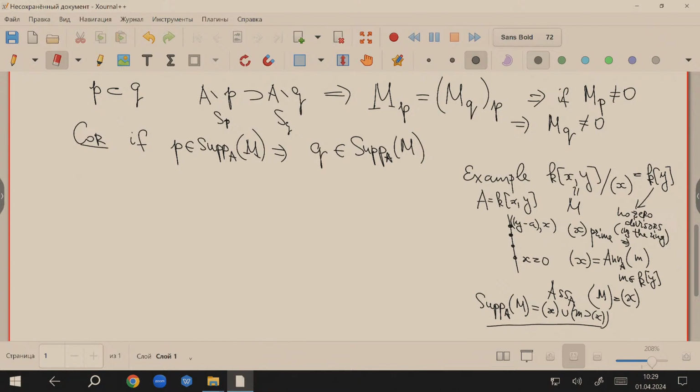And geometrically, this is a usual situation. If you start with an ideal I, you can take A mod I, and more or less the associated primes are the set of irreducible components.